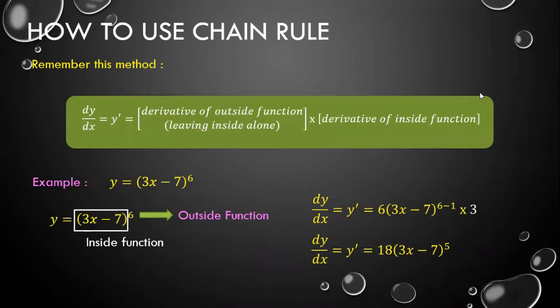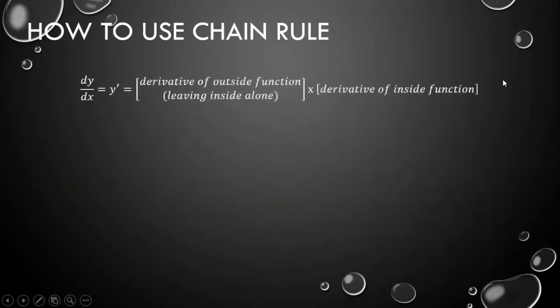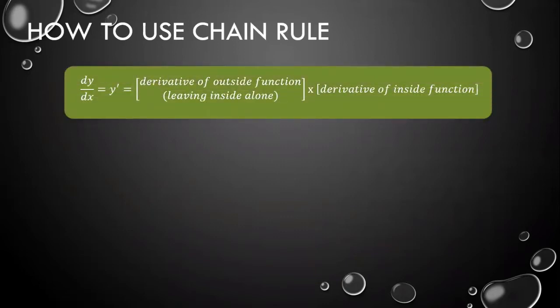Okay, students, we go to the next example. How to use chain rule: dy over dx or y prime is the derivative of the outside function times the derivative of the inside function. Okay, that's the method. Please remember this. That's very easy. Okay, now we go to the next example.